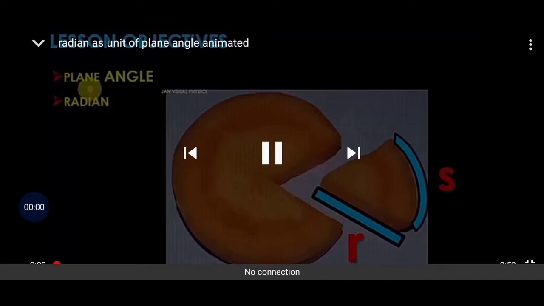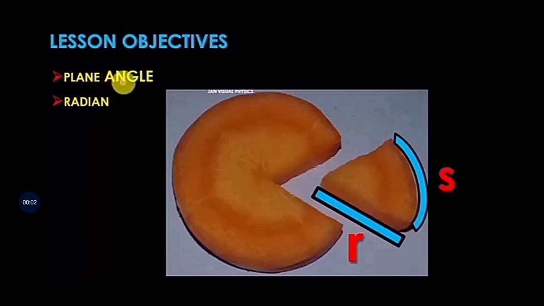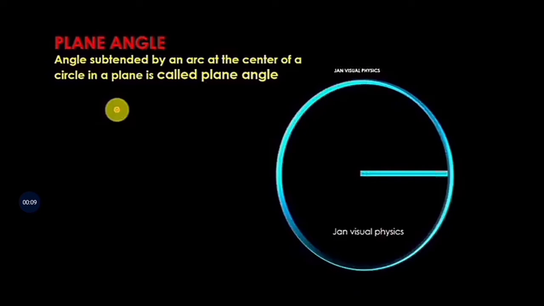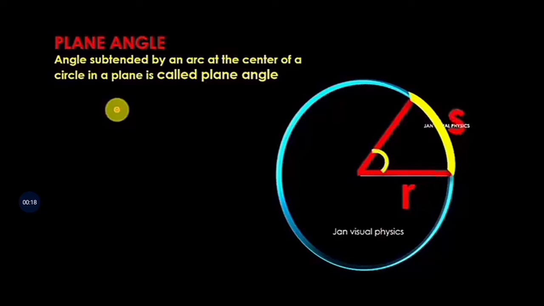In this video you will learn about plane angle and its unit radian. First we see what is plane angle. Here we have a circle of radius r. We take an arc S on the circumference of the circle. The angle subtended by this arc at the center of the circle is called plane angle. So we can define plane angle as the angle subtended by an arc at the center of a circle in a plane.